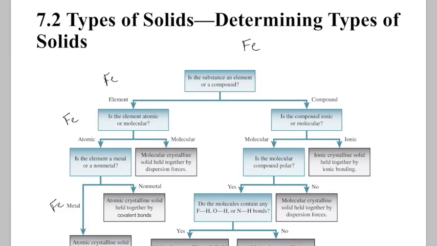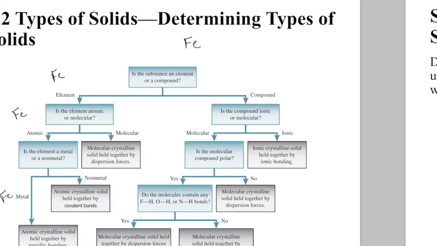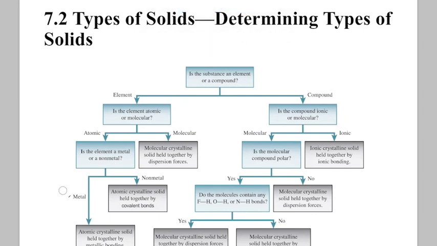Let's actually jump to this iodine example here, because this is going to be kind of the counter. So I2, is it an element or a compound? Well, there's only iodine involved, so this would be an element. However, it's not an atomic element, it's molecular. It's a molecule, right? So these two iodines are bound together in a molecule, so this would be a molecular compound. That means that it's held together only by dispersion forces. So it's a molecular crystalline solid held together only by dispersion forces. So iodines are held together by quite weak forces compared to iron.